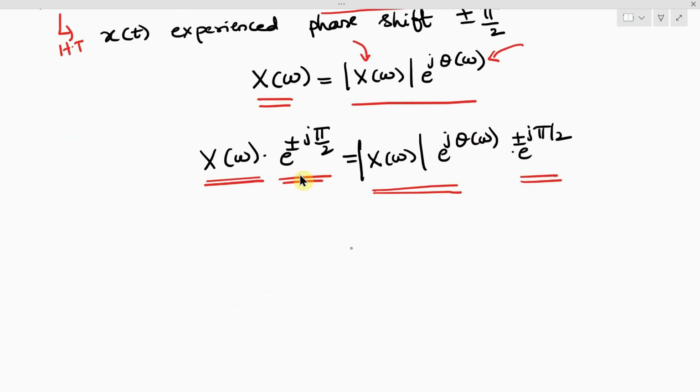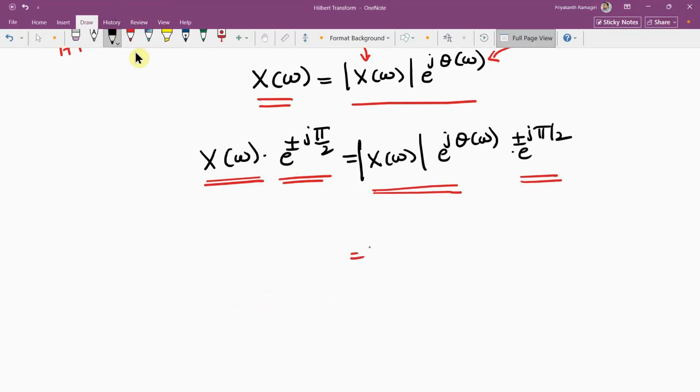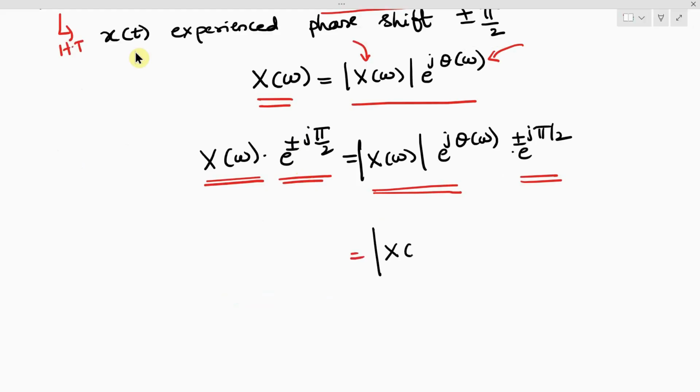Now, do you think there is any change in the magnitude response if I multiply with e power of plus or minus j pi by 2? No. So you can have only a shift in phase. By how much? Plus or minus pi by 2. Now, do you understand how this shift occurred?